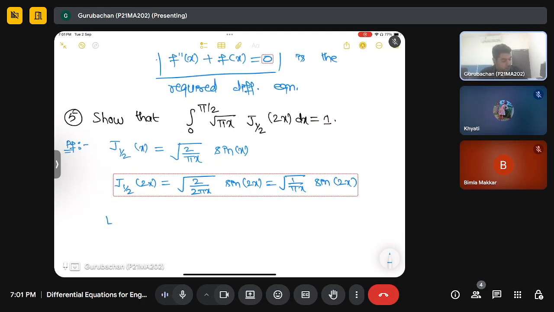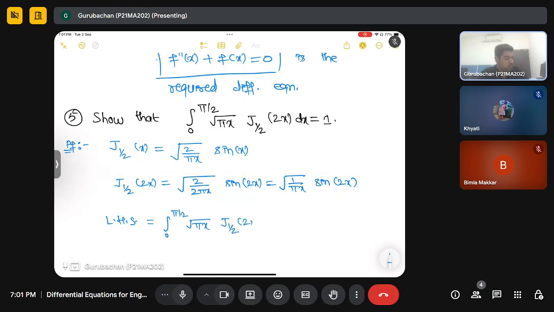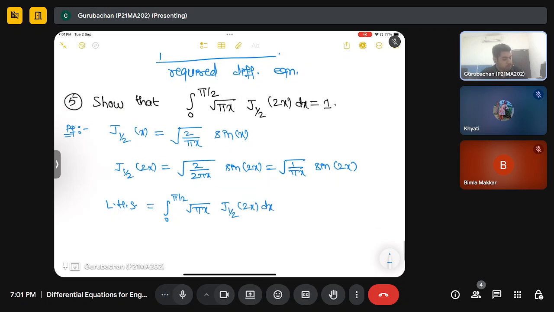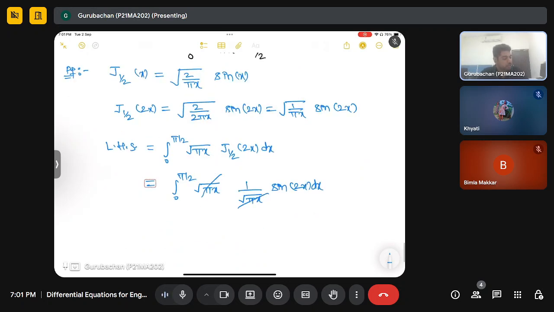So we'll substitute this value in the left hand side. So left hand side is integral 0 to pi by 2 under root pi x J half 2x dx. So this will give us 0 to pi by 2 under root pi x times 1 by under root pi x sine 2x dx. So under root pi x will cancel out. We will be left with the integral 0 to pi by 2 sine 2x dx.